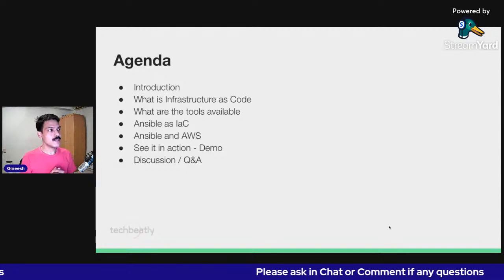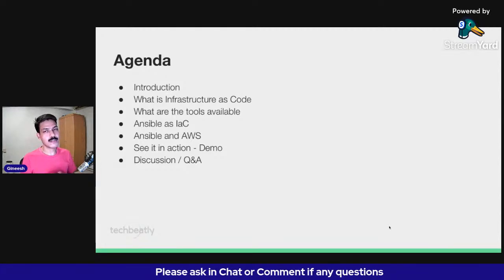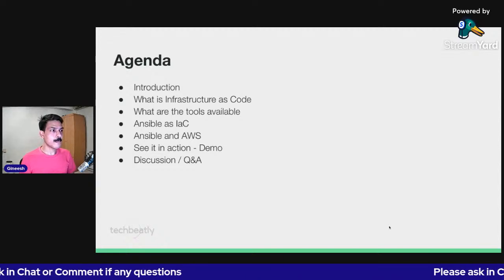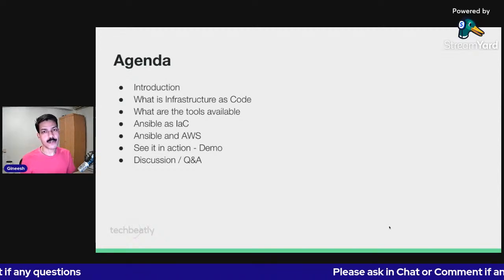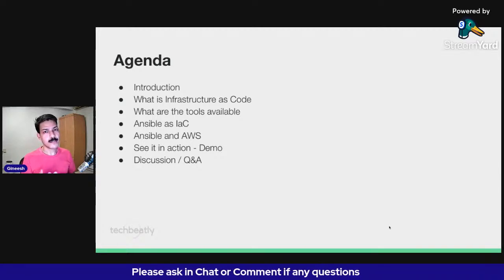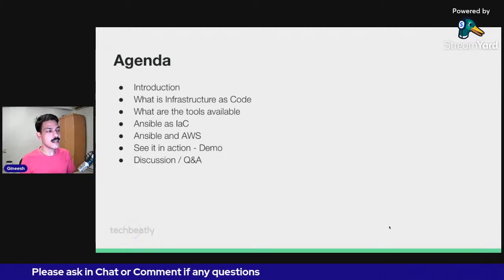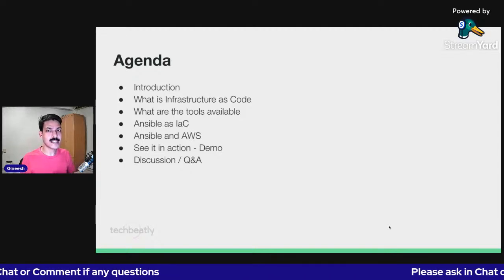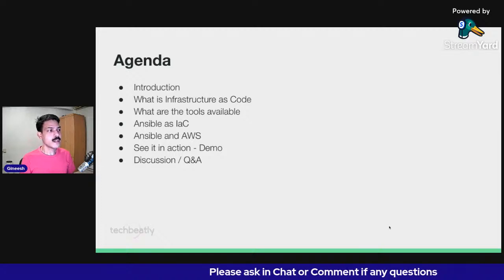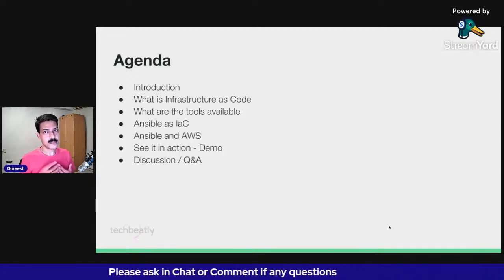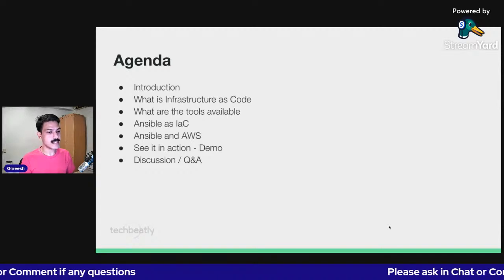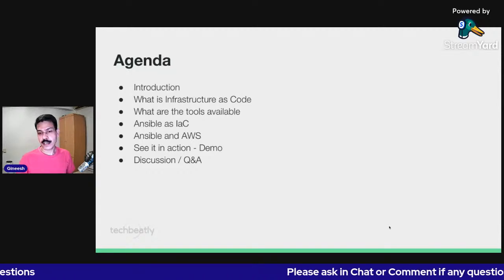Okay, so today we have a very small agenda. We will go to the introduction first, how and what. Then we will go through what infrastructure as code is, what tools are available for IaC, why we are using Ansible as IaC, and how to use Ansible as IaC for AWS. Then we will see it in action with the demonstration. And of course, we will wait for the questions and answer whatever is possible.